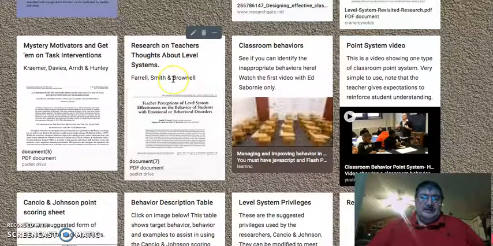And the next one is research on teachers' thoughts about level systems. It's a neat little breakdown of the perspective that teachers have on level systems. It's kind of a 50-50. Some teachers think they're outdated, but a lot of teachers still use them, especially with students with EBD, because they seem to have better control of the behaviors and get them modified. The only thing is, it has to be a constant thing in the student's daily routine.